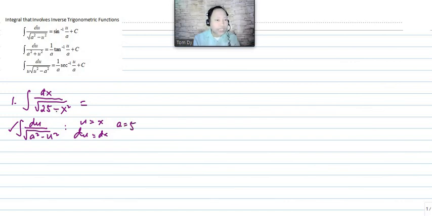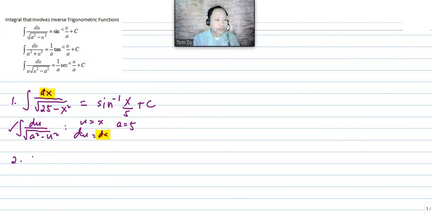Since we use this formula, because our du equals dx, this is also dx, they are the same. Then we will apply directly this formula, which is equivalent to arcsine of u over a. Our u equals x, and our a is equal to 5, plus c. So we use this formula.